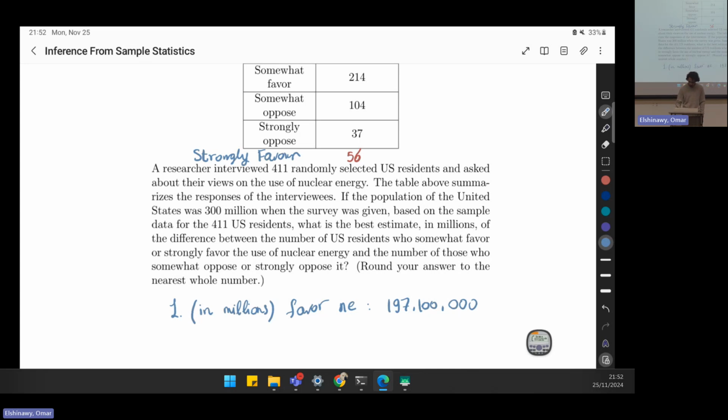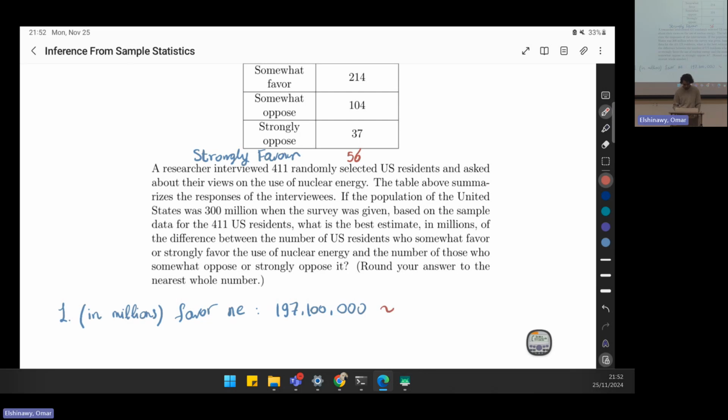Okay, that's because this is obtained from the ratio of the sample. So you take the ratio of the sample, which is 411 people, let's say 94 million. Oh, you already have the answer. Yeah. Okay. Let's see. So we are here.